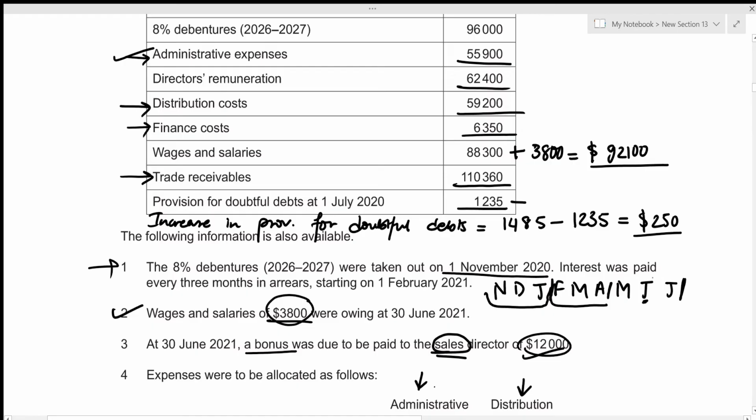But since these 2 months relate to this particular financial year, we need to include the finance cost or the interest charge for these 2 months as well, right? So this is the outstanding interest for this particular year, which relates to 2 months. Alright, so the rate for debentures is 8% and the total amount for debentures is 96,000. Let's just figure out the outstanding interest.